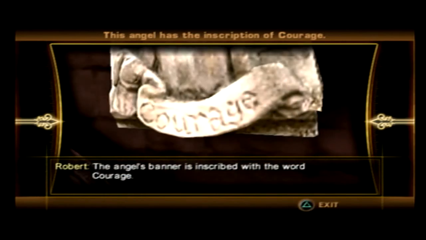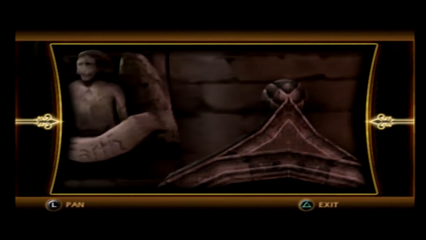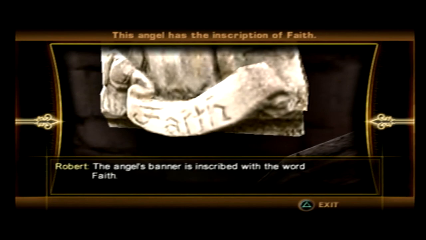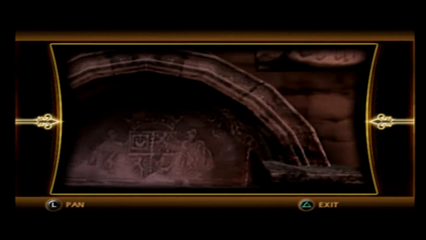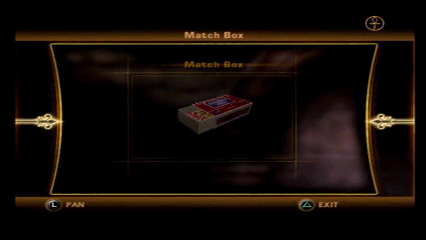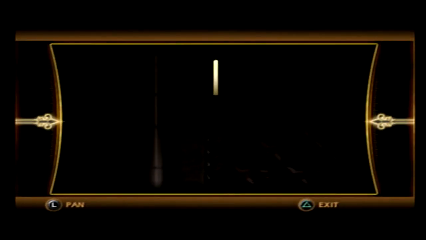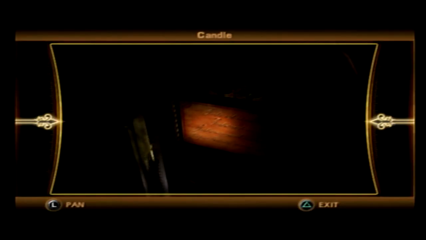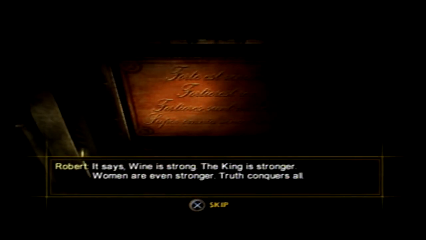The angel's banner is inscribed with the word courage. Okay. So, what is the other one inscribed with? Faith. The angel's banner is inscribed with the word faith. These are all clues, by the way. But I need a... Oh, matches. That's what I need. All right, that worked. There we go. It's Latin. It says, wine is strong, the king is stronger. Women are even stronger. Truth conquers all.